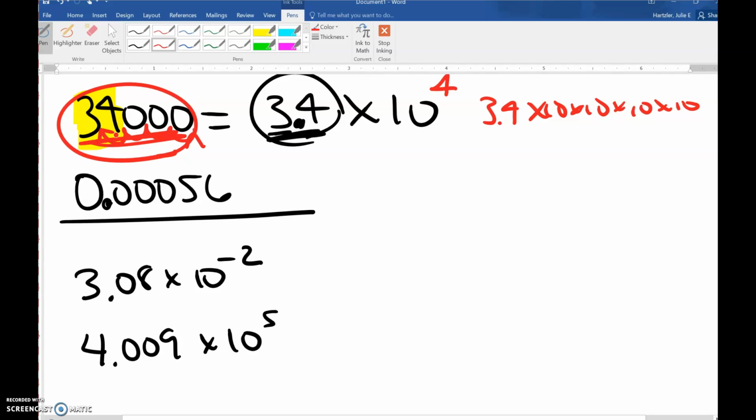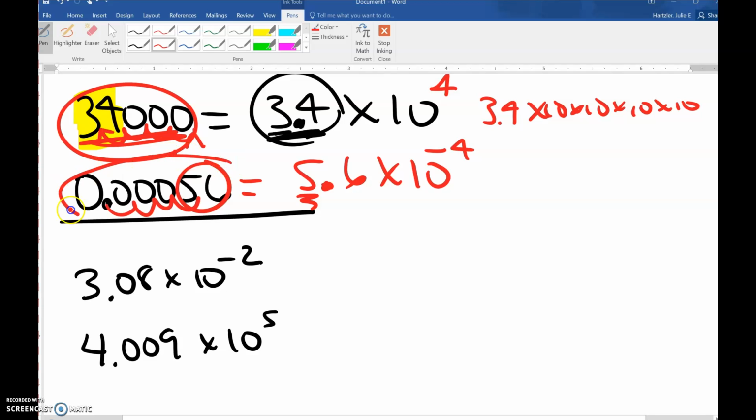Yeah, I do. Okay, next one. Again, these have to be equal. Take your significant digits and put a decimal after the first one. And then you're going to multiply by a power of 10. Now count your jumps. 1, 2, 3, 4 jumps. And it's a negative 4 because this number is tinier than 1.